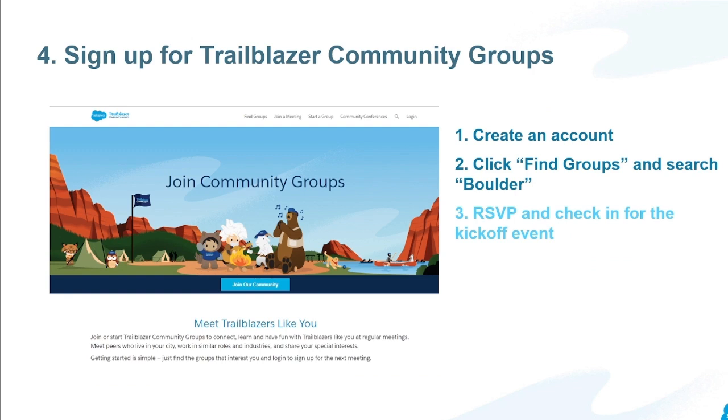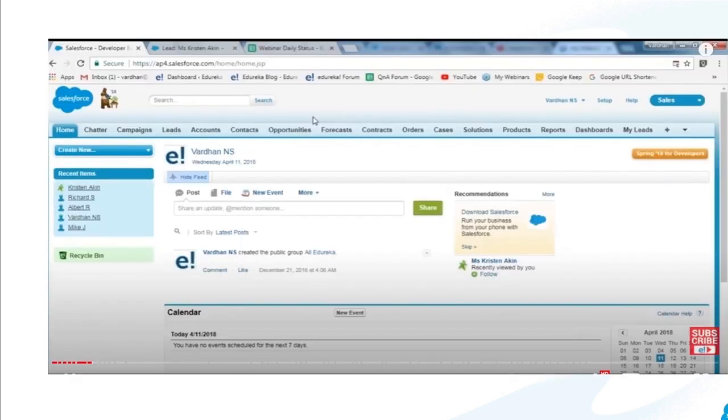Then you are creating an account, finding groups, and then searching Boulder. Then you can join the community. This is the page after you sign up. In the dashboard, in the tabs, there is home, chatter, campaigns, leads, accounts, contacts, opportunities, forecasts, contracts, orders, cases, solutions, products, reports, dashboards, and my leads. You can create your own objects. You can create your own leads. Chatter is free.